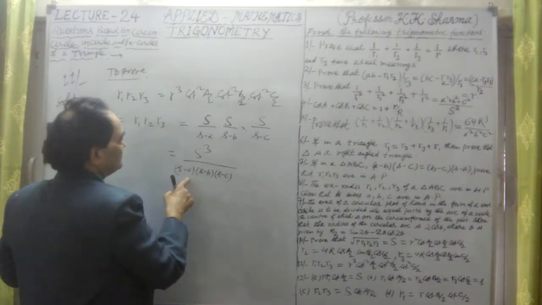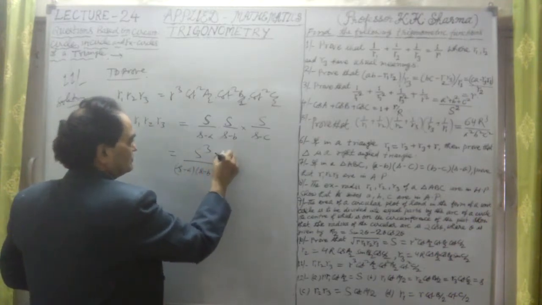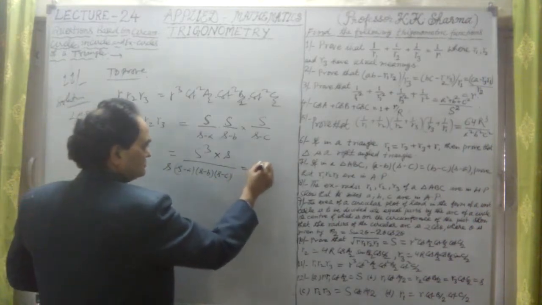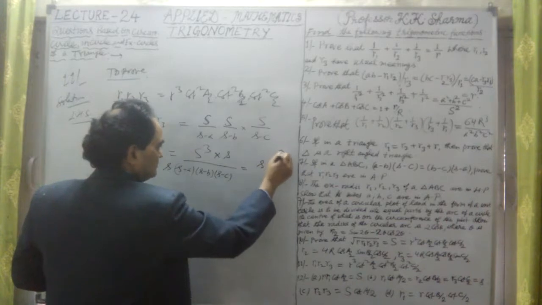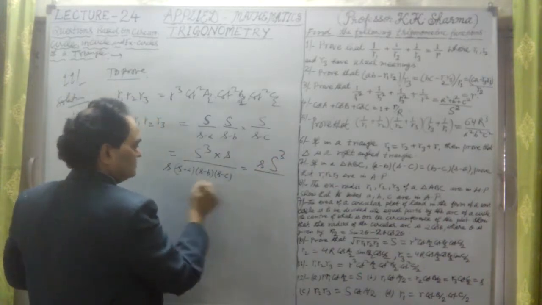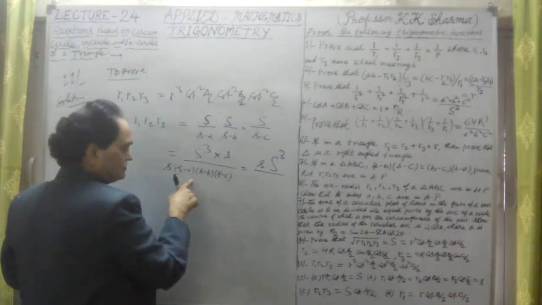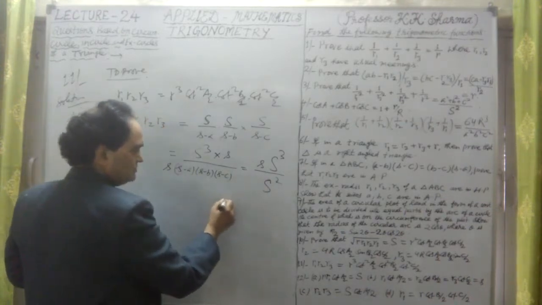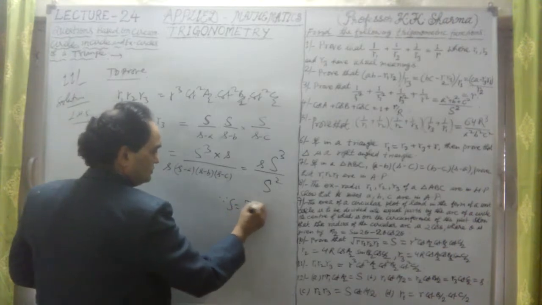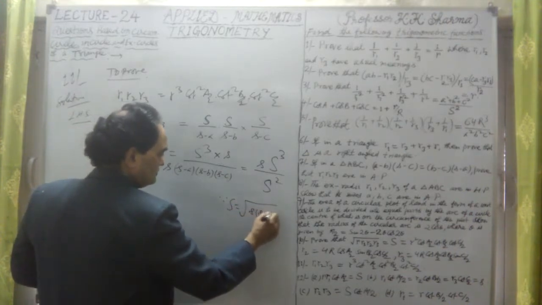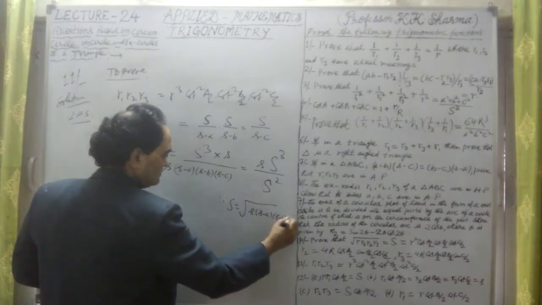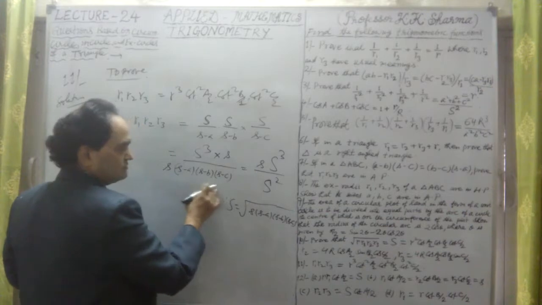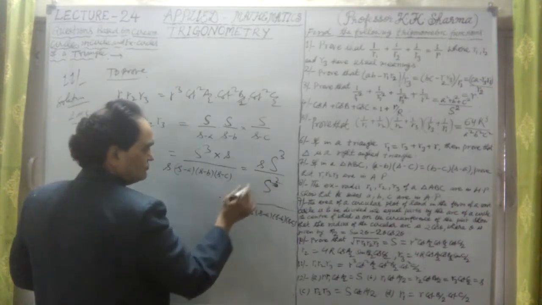If I multiply by small s in the numerator and in the denominator, no change, it will give us small s into capital S cube divided by small s into S minus A, S minus B, S minus C, which is nothing but S square. Since capital S equals under root s into s minus a, s minus b, s minus c, the square of this is s into s minus a, s minus b, s minus c. This is nothing but S square.